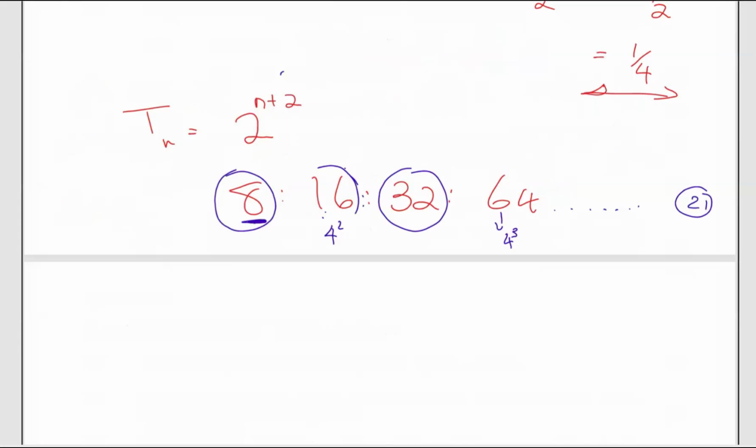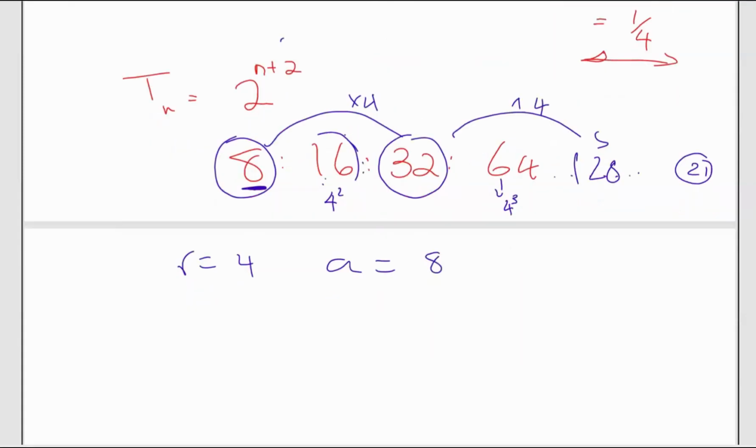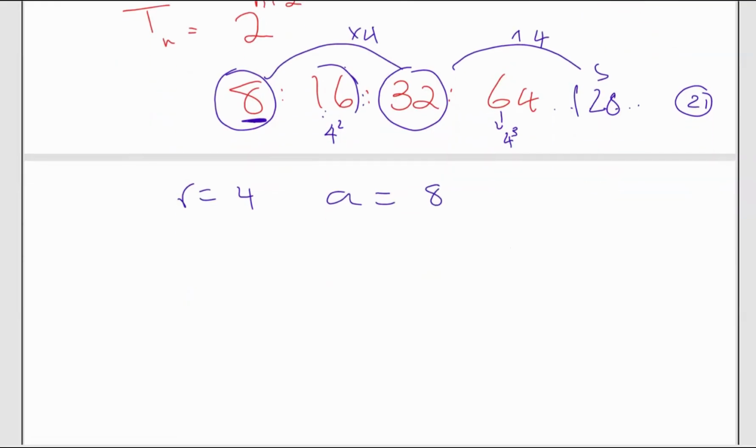Okay, someone asked, what is the next one after 64? So that is 2 to the 6, no, that is 64. And then 2 to the 7 is going to be 128, meaning that we are just multiplying by 4. Simply meaning that the common ratio there is 4. And then our first term is 8. Okay, so let's get the sum.